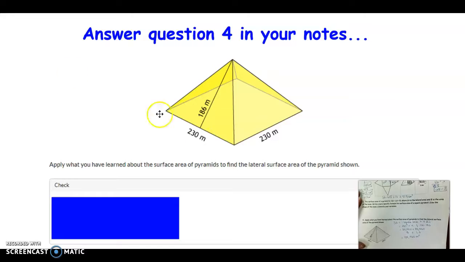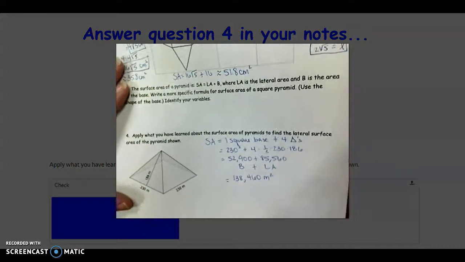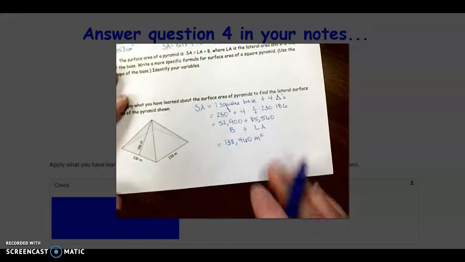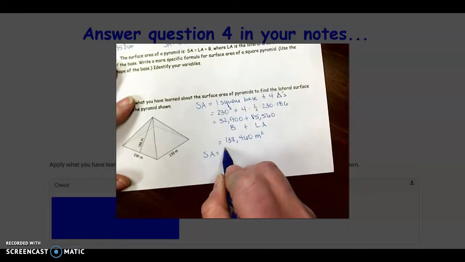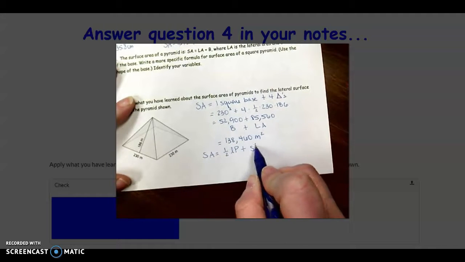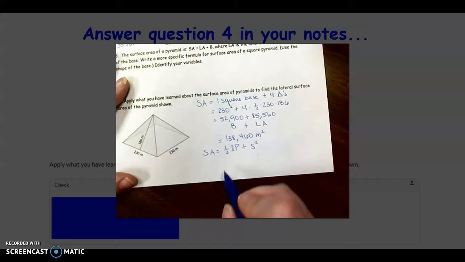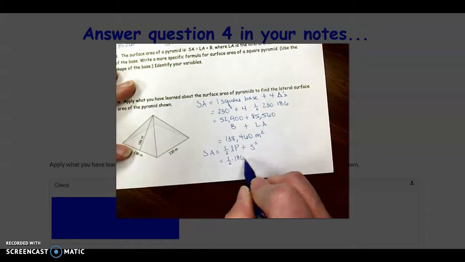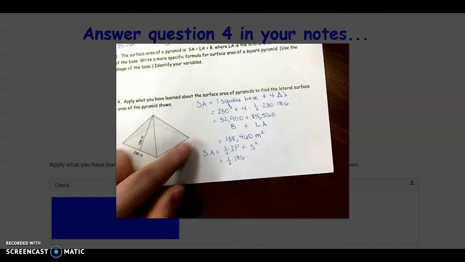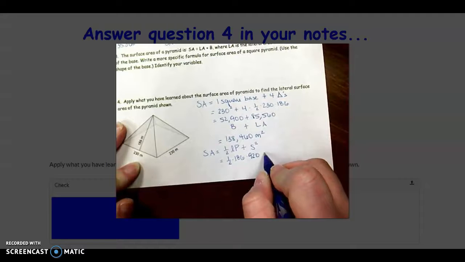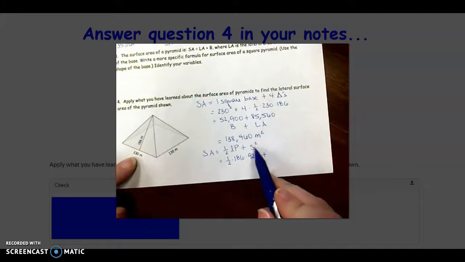Now I'm going to work it using the formula that we came up with in number 3. And so that surface area formula is 1/2 the slant height times the perimeter of the base plus the area of the base, which for a square is side squared. So we would have 1/2, our slant height was given as 186, times the perimeter, which remember is the sum of all the sides, so that would be 230 times 4, you have 4 of them, which is 920, plus the area of the base, which is your side squared.